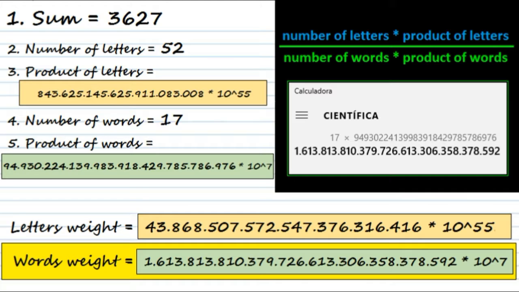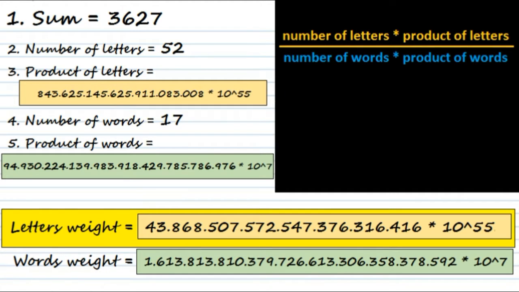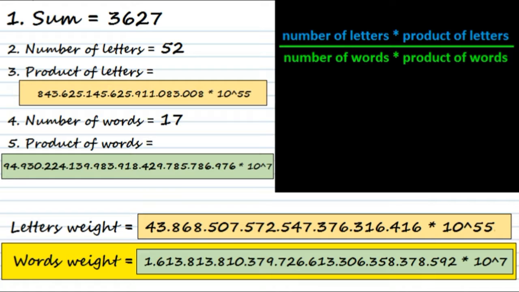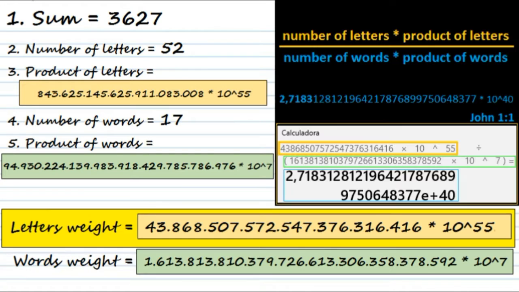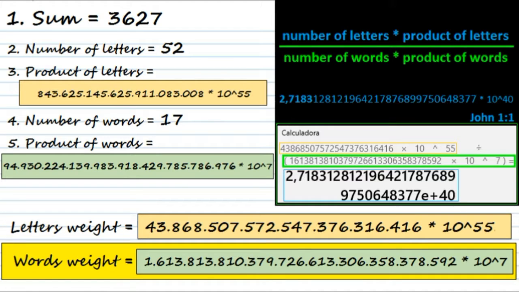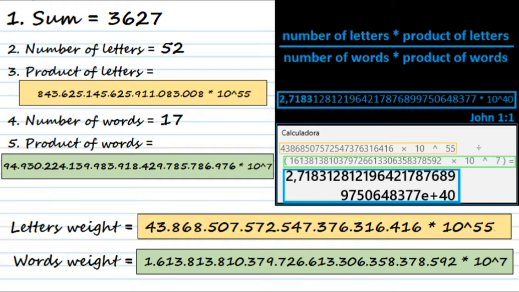It's a good time to remember that if we modify just one letter in the verse, we would obtain absolutely different numbers. According to our formula, we just have now to divide the weight of letters by the weight of words to obtain the value of the verse John 1:1. Let's do it. We have to divide this large number by that large number, and we obtain the result 2.71, 83, 12, 81, 21, etc. times 10 to the 40.